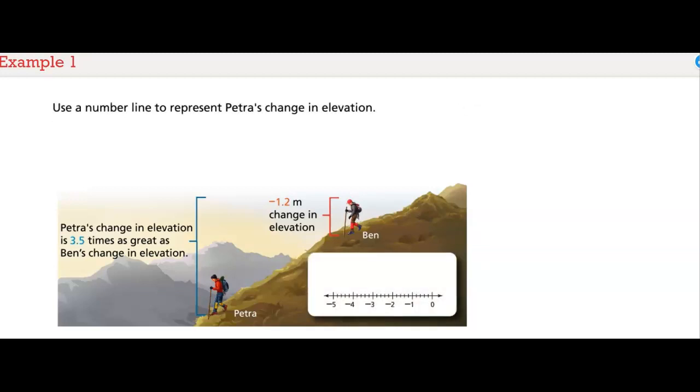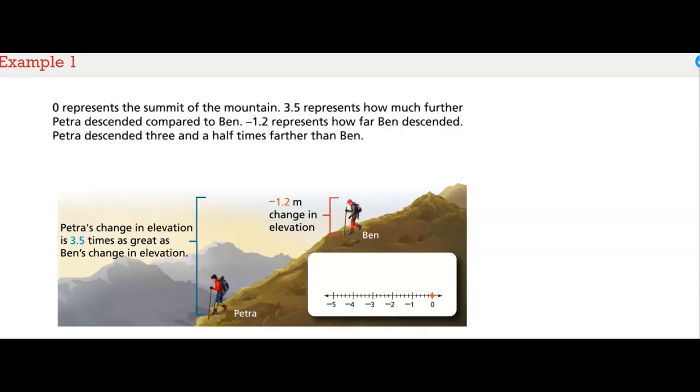You can use a number line to represent Petra's change in elevation. What does the 0 on the number line represent? What about 3 5/10 and -1 2/10? 0 represents the summit of the mountain. 3 5/10 represents how many times as far Petra descended as Ben did. -1 2/10 represents how far Ben has descended.